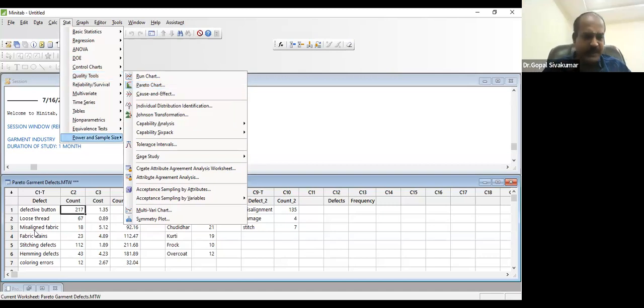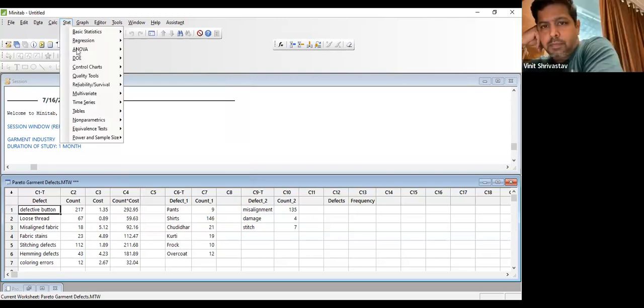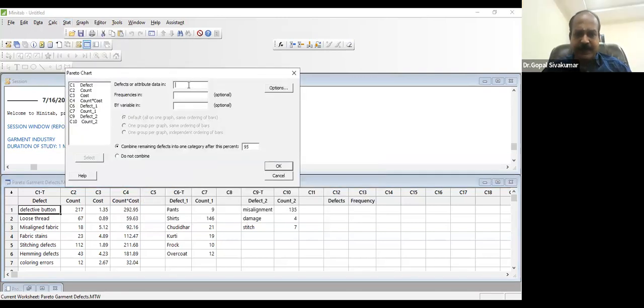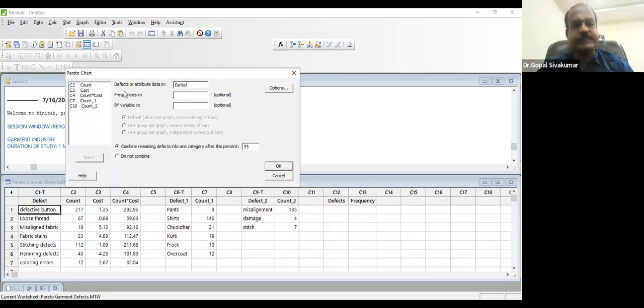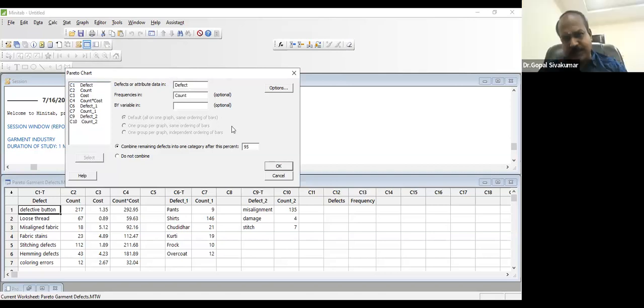I can always pick randomly any of these problems and then work. But if I work on the right project, the benefit will be more. This is called prioritization, right? So Stat, Quality Tools, Pareto. Now it is asking for defects. Which column contains defects? Column 1. I click and select. Which column contains the counts? C2. Click and select. Just by giving these two, you click OK.